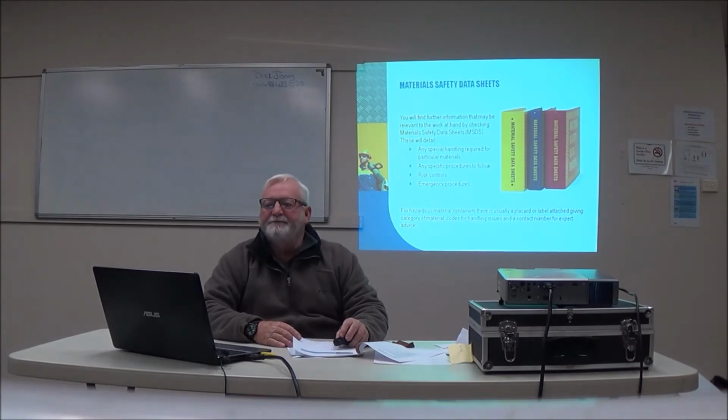Material safety data sheet. You will also find further information that may be relevant to the work at hand by checking the material safety data sheet, which is called the MSDS. These will detail any specific handling requirements for particular materials and any specific procedures to follow. It talks about risk controls, and it talks about emergency procedures. For hazardous material containers, there is usually a placard or label attached giving category of material, codes for handling issues, and contact number for expert advice should it be required.